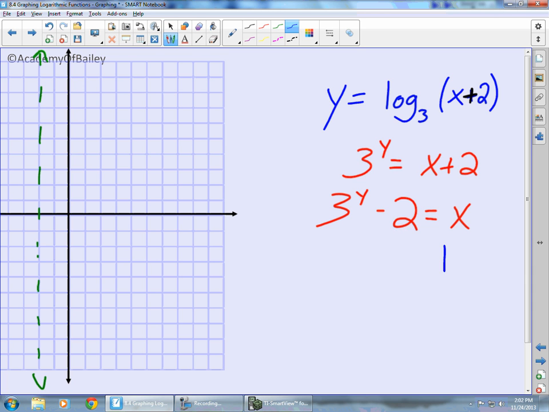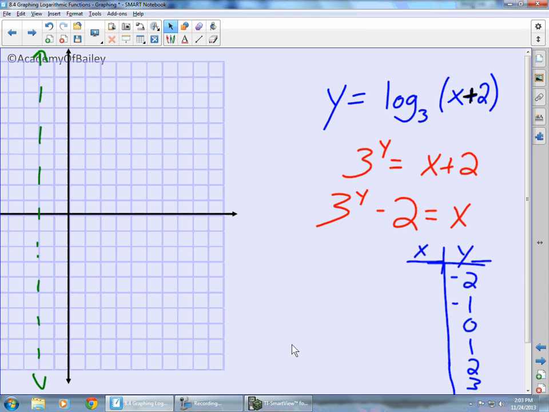So making our table, I have no clue what I was putting a negative sign there for, but I do know that I want a y there, and maybe that's because I was going -2, -1, 0, 1, 2, and 3. So then the x values would be what? Well, let's go ahead and plug those in.